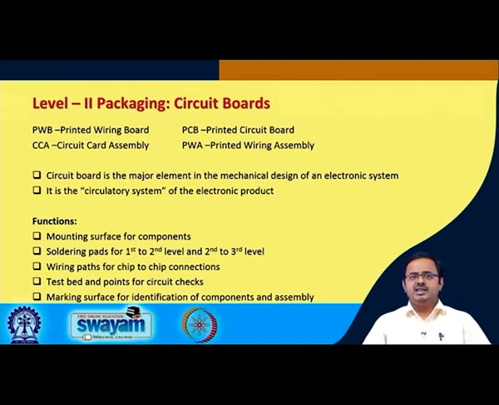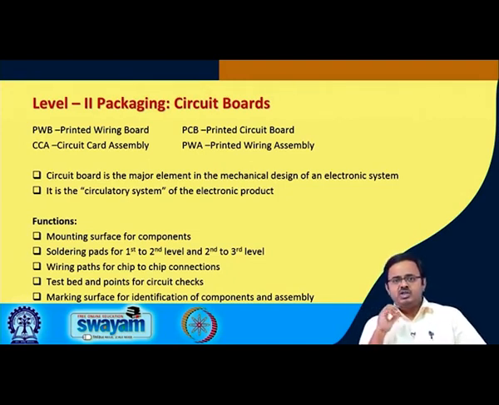Okay. And finally, it is also the marking surface for identification of components at assembly. So, circuit boards many a times have letters or numbers etched. That is a marking system that is followed, and it helps you identify which component is there, or what the circuit board is designed for. Part numbers can be written or etched on the circuit board. All right. So, therefore, it is one of the major and most important components in an electronic system.